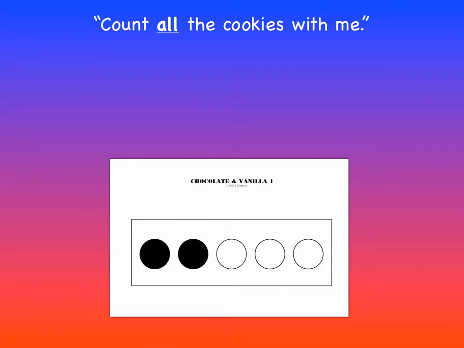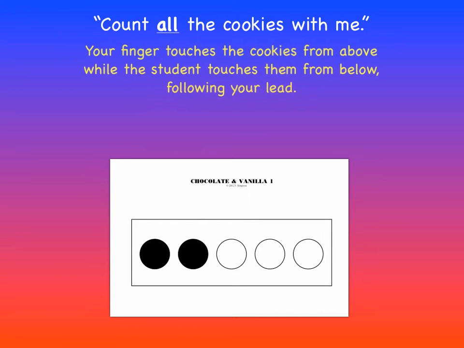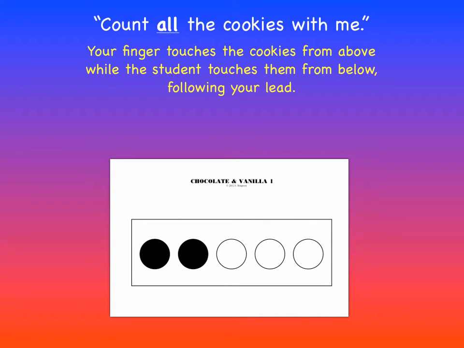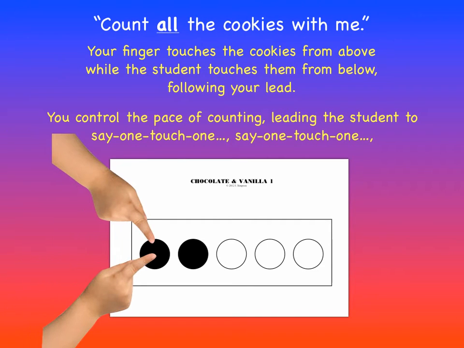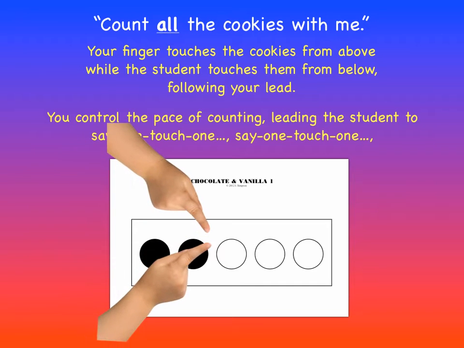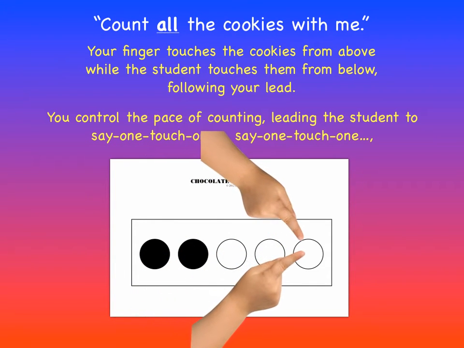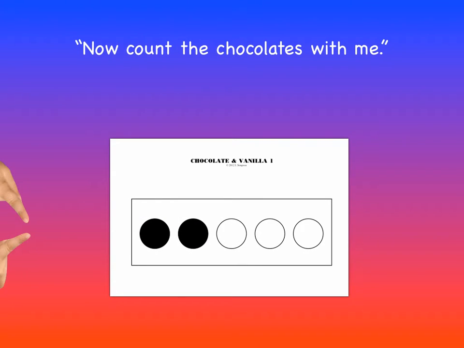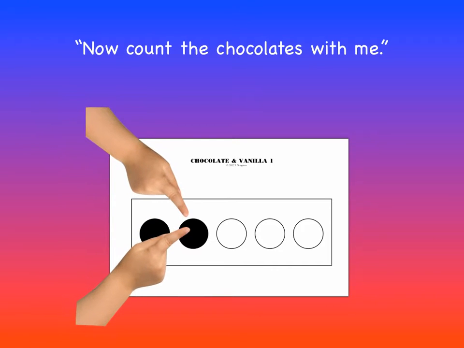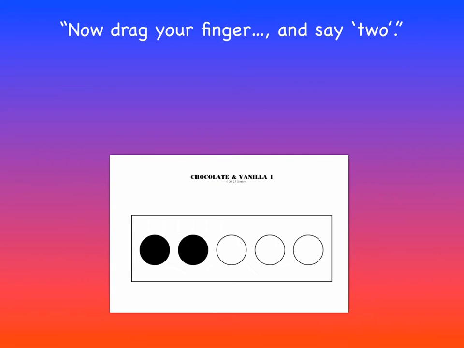Okay, count all the cookies with me. Your finger touches the cookies from above, while the student touches them from below, following your lead. You control the pace of counting, leading the student to say 1 and touch 1, say 1 and touch 1. 1, 2, 3, 4, 5. Very good. Now, count the chocolates with me. 1, 2. Now, drag your finger and say 2.